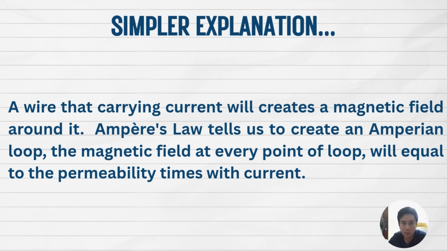Here is the simplest explanation of Ampere's law. A wire carrying current will create a magnetic field around it. Ampere's law tells us to create an Amperian loop. The magnetic field at every point of the loop will equal the permeability times the current. So for our electromagnetic experiment, we will use many turns of coils to enhance the strength of the magnetic field.